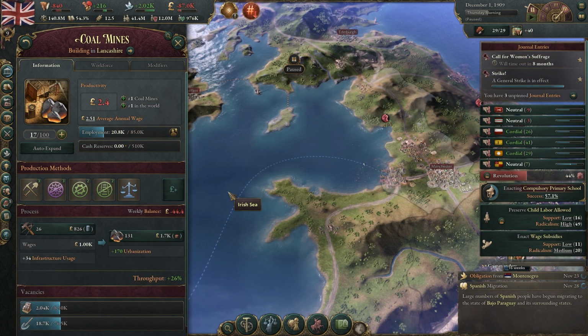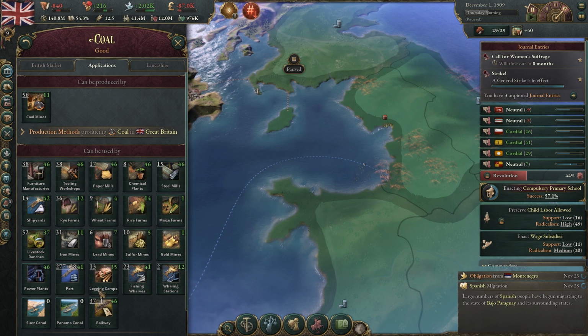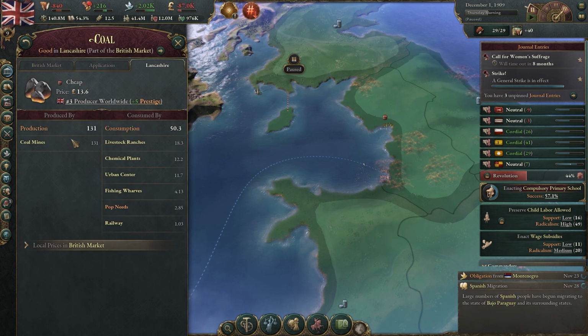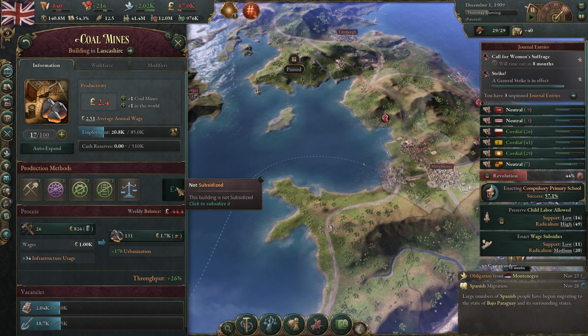The fourth reason you may want to subsidize is due to your production chains. And what you want to do is make sure one input good that's used by a lot of industries, so you can see here coal's used in a lot of production methods for all these different industries, is widely available and super cheap. So in this case, what we may want to do is subsidize this.